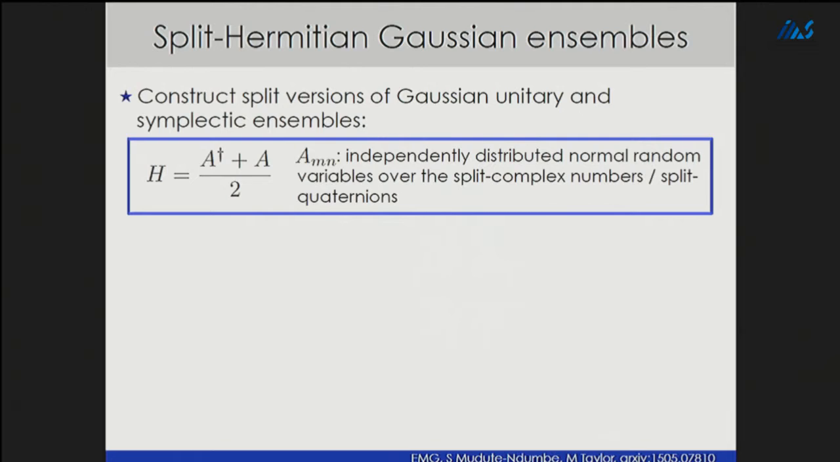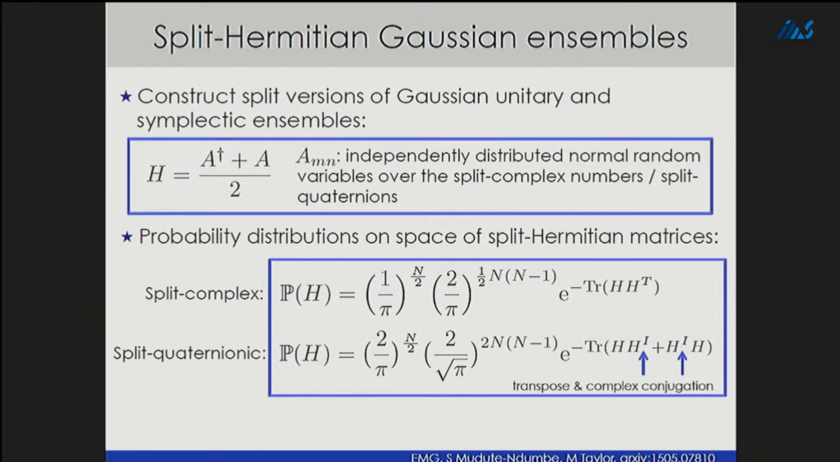So we take a matrix built out of split quaternions or split complex numbers, and we add it to its adjoint to make it split Hermitian. Right? And again, in this A, we just take Gaussian distributions and independent variables. If we do that, we can translate into the probability density on the space of matrices. And we have these two different cases. Here I took out all the normalization constants that you didn't see in the Hermitian case. It's just constants, as you see. And it's e to the minus trace HH transpose for the split complex numbers.